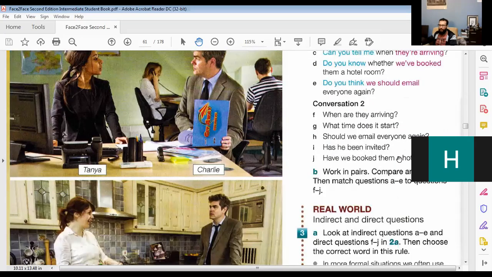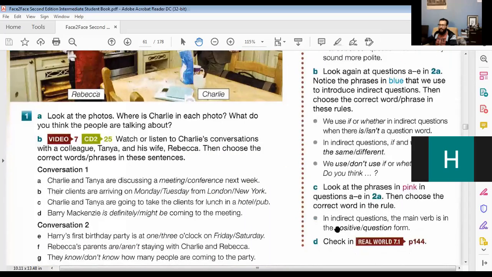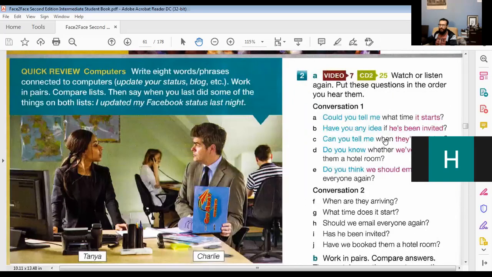Let's see the question. The question says, in indirect question, the main verb is in the positive form or the main verb is in the question form. So let's look here and let's see the main verb. In which form is it? Is it positive? Yeah, it's positive. They're arriving. We've booked. So it's not in the question form, because if it's in the question form, we cannot use the S here. It starts, right? Yeah.